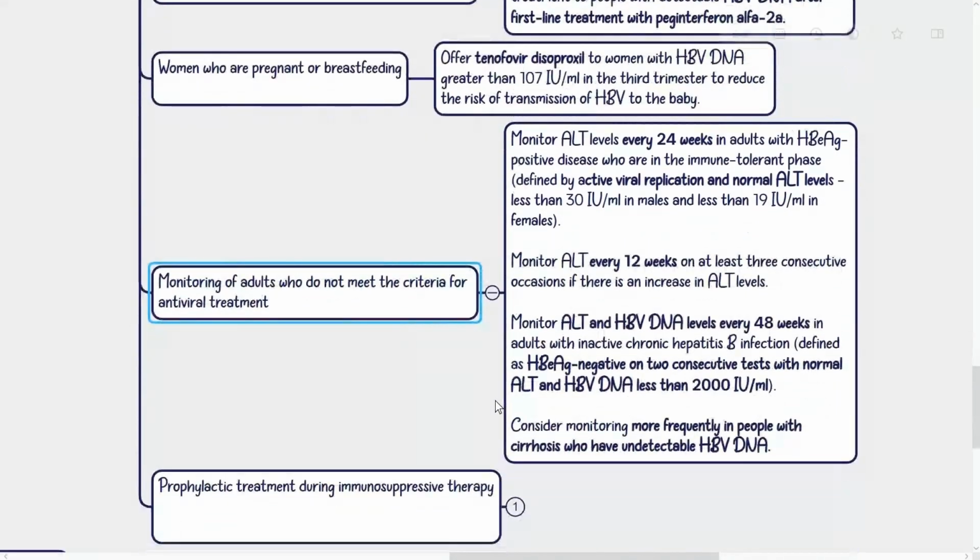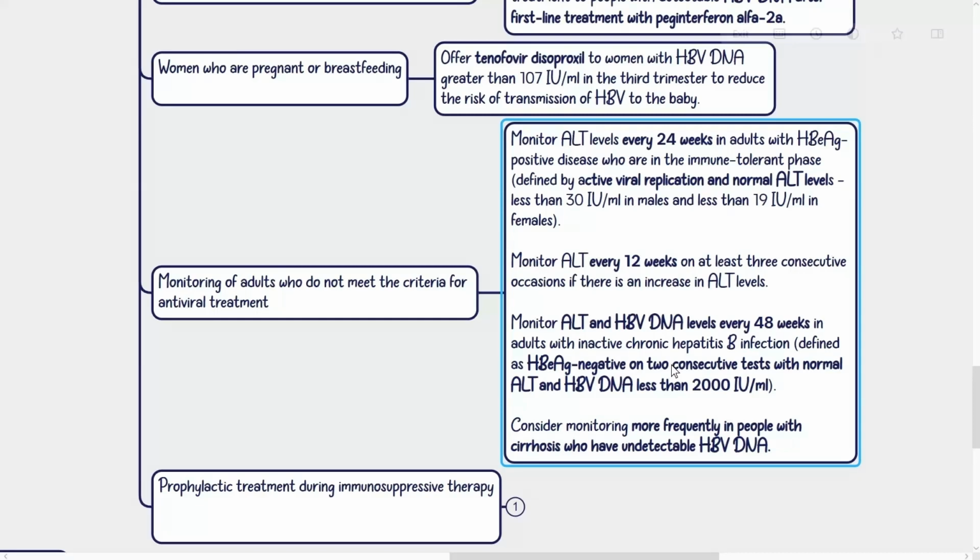Monitoring of adults who do not meet the criteria for antiviral treatment. Monitor ALT levels every 24 weeks in adults with hepatitis B e antigen positive disease who are in the immune-tolerant phase, defined by active viral replication and normal ALT levels, less than 30 in males and less than 19 in females. Monitor ALT every 12 weeks on at least 3 consecutive occasions if there is an increase in ALT levels.